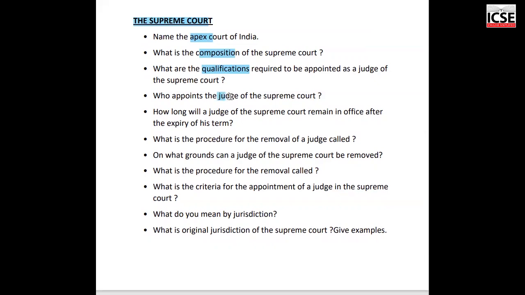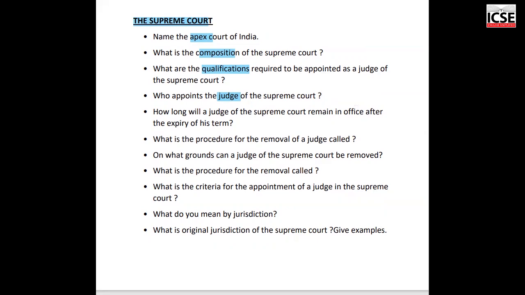Who appoints the judge of the Supreme Court? If it is for 1 mark, write president. If it's a long answer, then write the president of India in consultation with the judges of the Supreme Court, the High Court, the Council of Ministers, if it's a long answer.